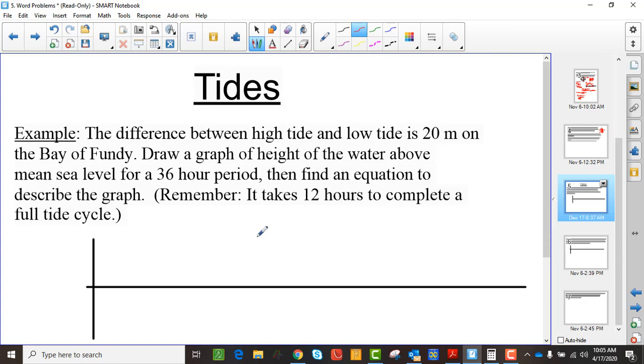So that means we can start wherever we want. So I'm going to start in the middle. And the middle is mean sea level. It's the average, okay? So if the difference is 20, that means the high tide is 10 above the average and low tide is 10 below the average, okay?